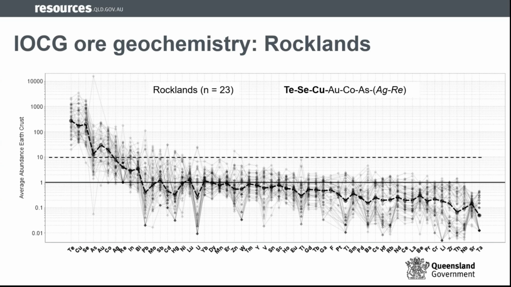Rocklands has a much simpler geochemical signature. You no longer see that complexity. You see the same telltale signs of ICG signatures in tellurium, selenium, but much simpler signatures are common for just about every other deposit, with a few exceptions.